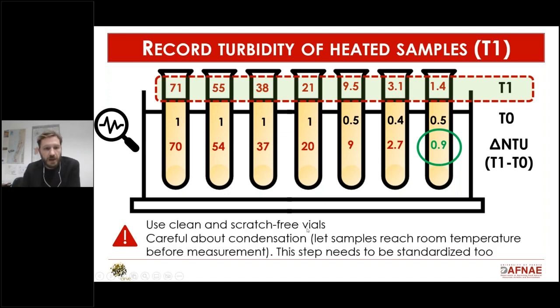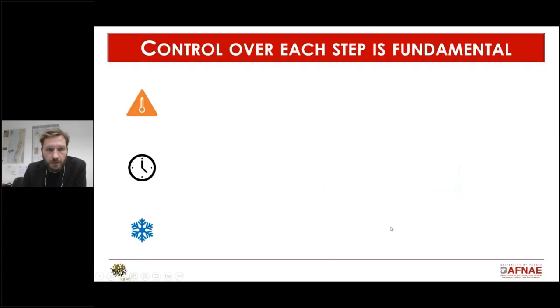It's important also in this step to measure with a nephelometer using clean vials, very clean, scratch-free, and careful about condensation. So, for example, if the sample has condensation on the outside, it will be read as turbidity. So also this step needs to be fully standardized. So the key message that I'm trying to give you about the test is that the control over each of the different steps is fundamental.